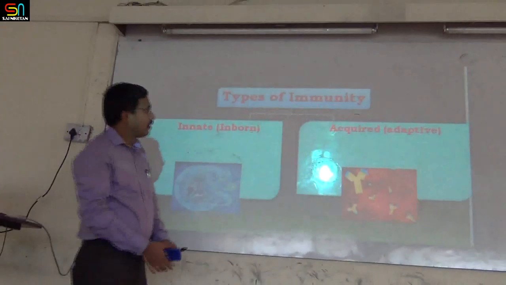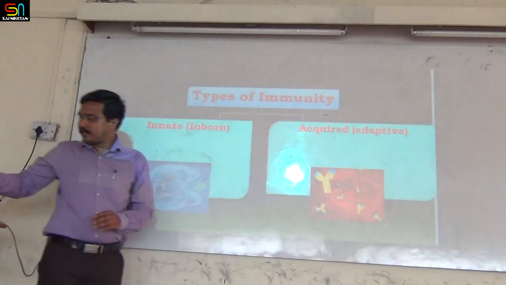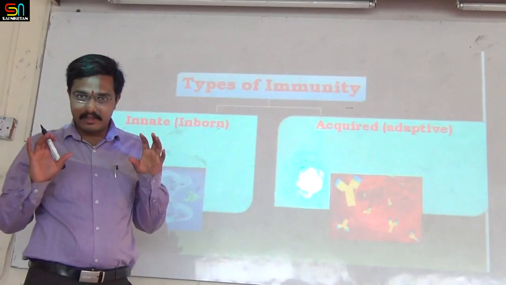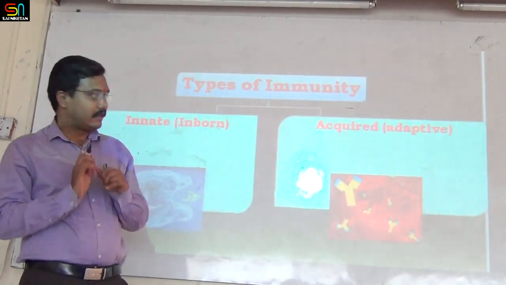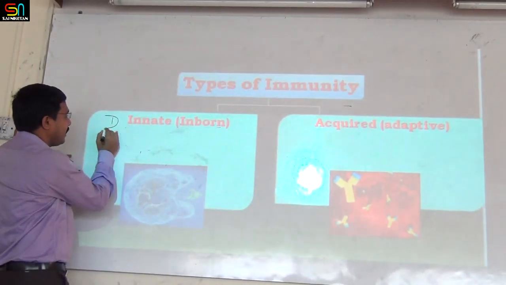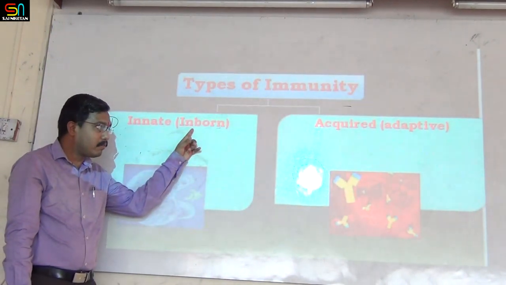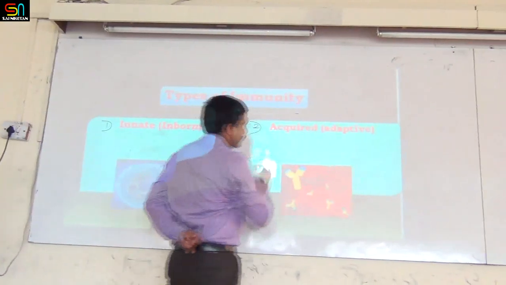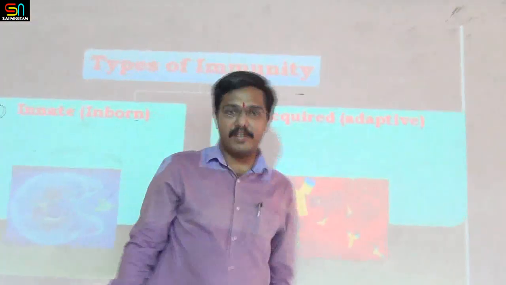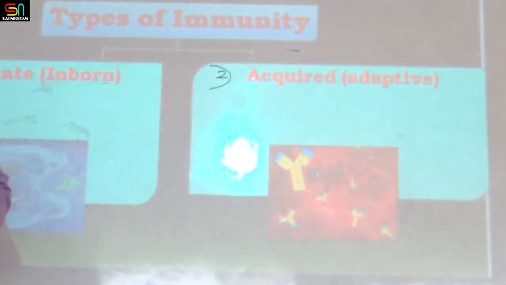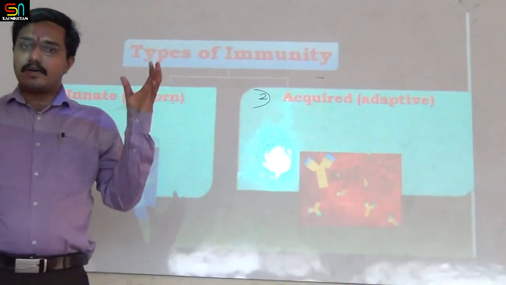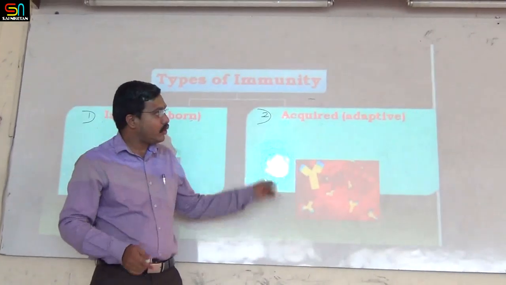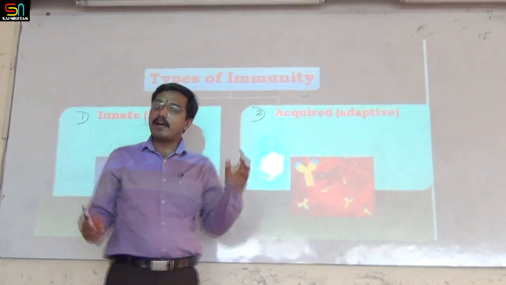It is very simple. Types of immunity. Based on genetic makeup, there are two types of immunity. Number one is innate immunity, also called inborn immunity. Number two is acquired immunity, also called adaptive immunity. So, what is innate immunity? The immunity which comes by birth is called innate immunity. The immunity that develops during the lifetime is called acquired immunity.